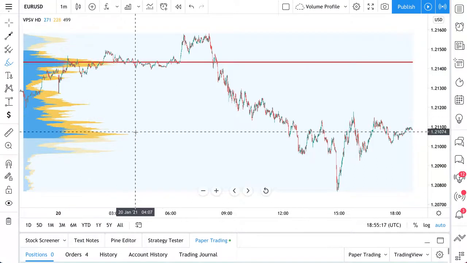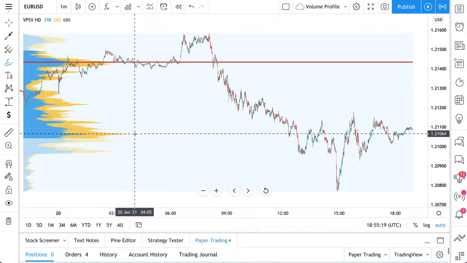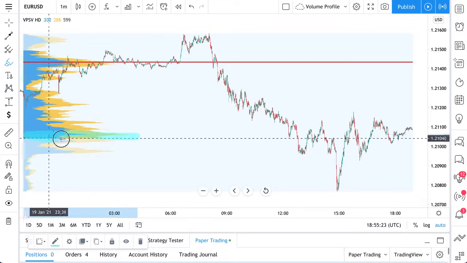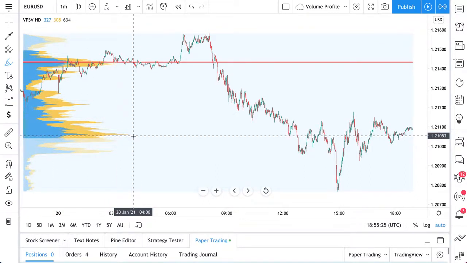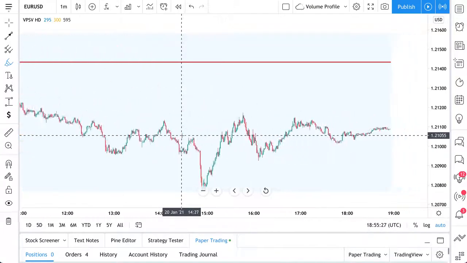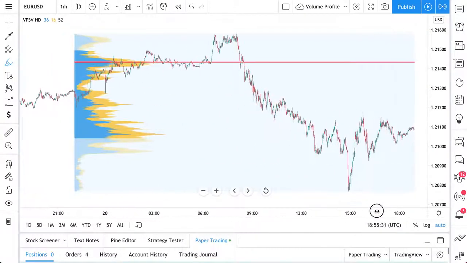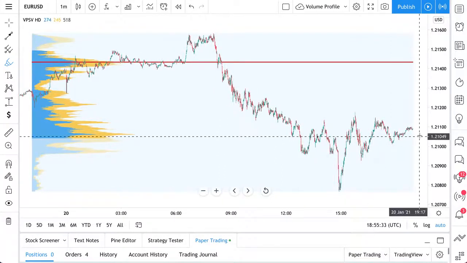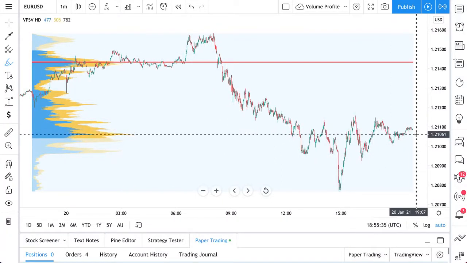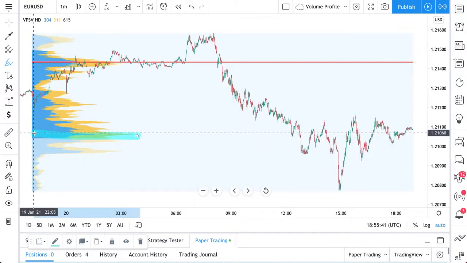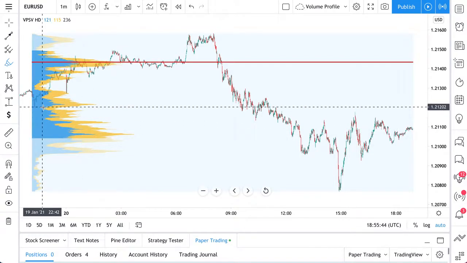So we could say that, maybe in this instance, we want to make a bet that this volume node acts as support. We can make that bet. And why don't we do it for this video? Remember, just an example. And let's make this more compact so we can see. So this volume node here, it's about 1.21 right here, this level. 1.21 has attracted a ton of volume in this trading session.